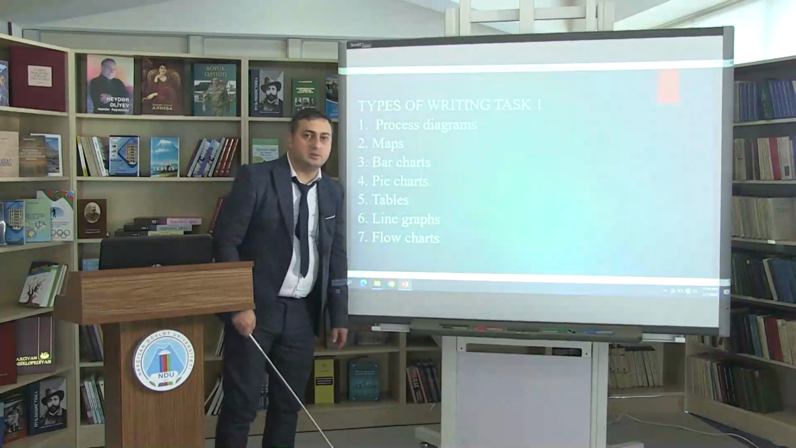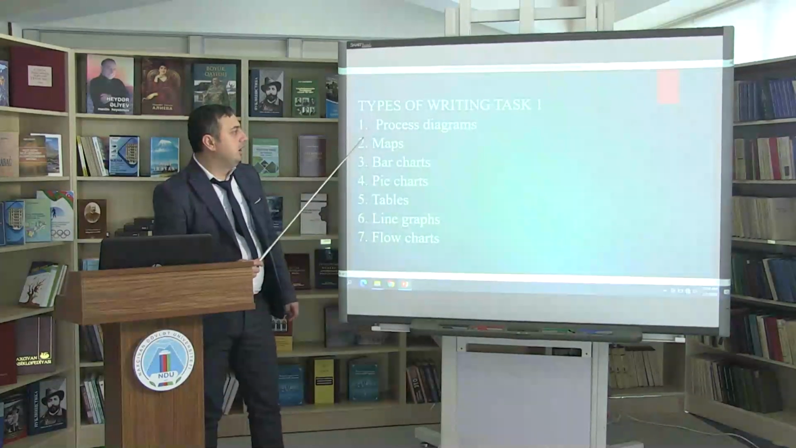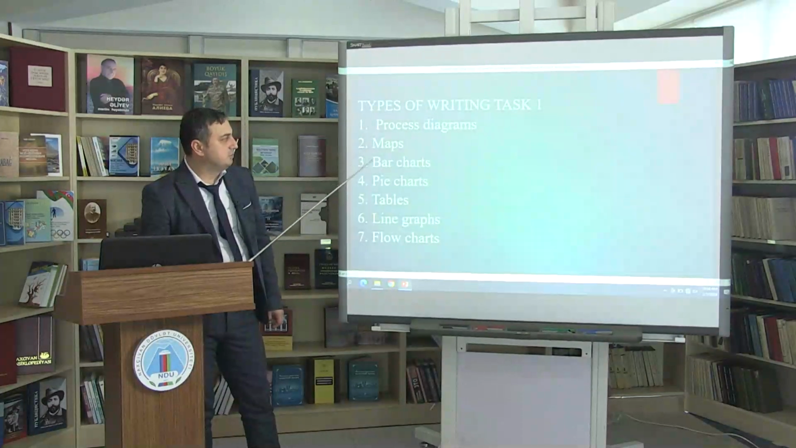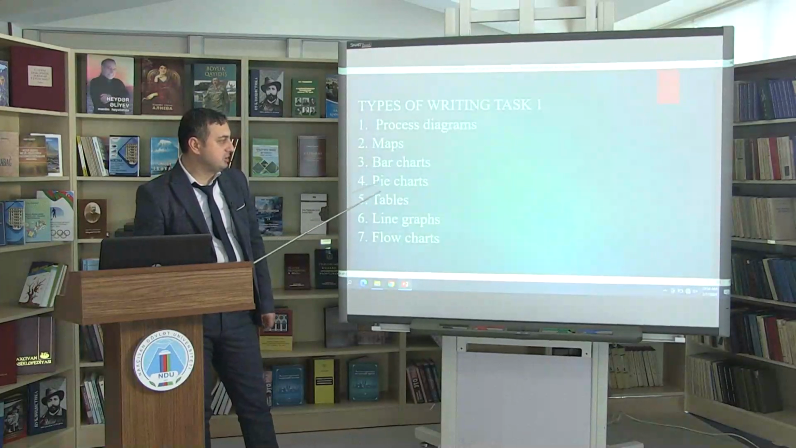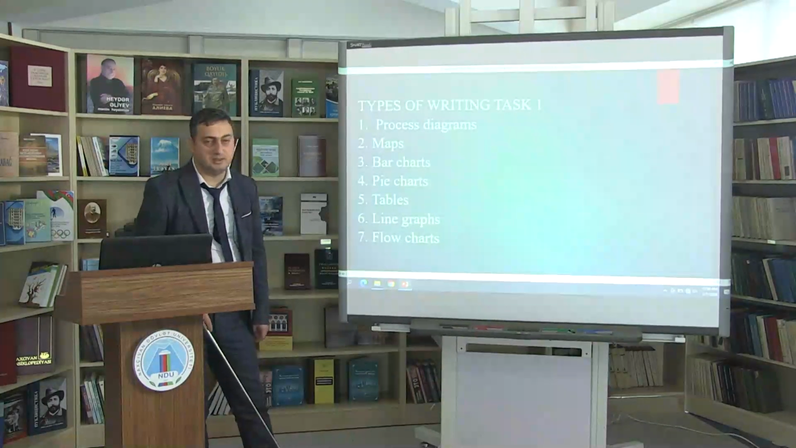Then let's pay attention to the types of writing task 1. The first type is process diagrams, then maps, bar charts, pie charts, tables, line graphs, and flow charts.